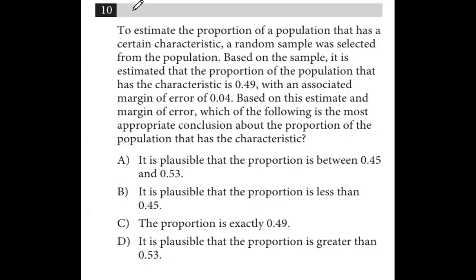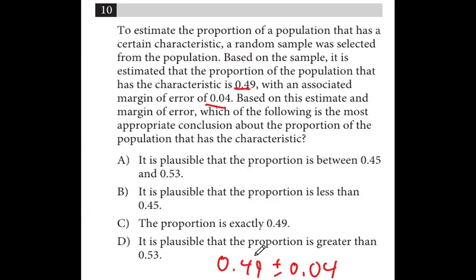Okay, question 10. To estimate the proportion of a population with a certain characteristic, a random sample was selected. The estimated proportion of the population that has the characteristic is 0.49. The margin of error is 0.04. Which of the following is the most appropriate conclusion? Well, we just take what we found and add and subtract the margin of error. So that would just be 0.49 plus or minus 0.04. That would be 0.45 and 0.53.